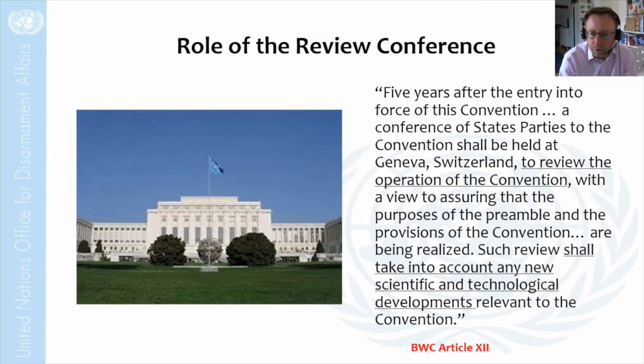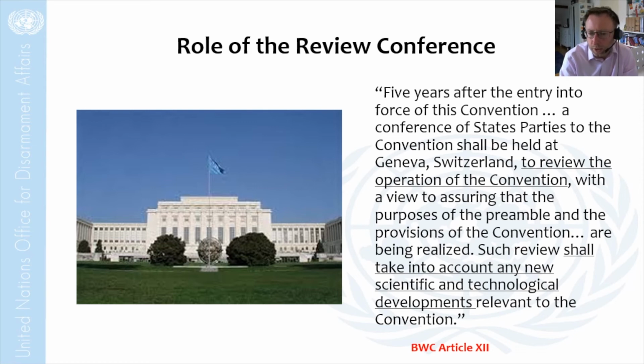Now, as I mentioned, that's the pattern of meetings that takes place between review conferences. And I mentioned before, the review conferences generally take place every 5 years. And you can see here the quote from Article 12 of the Convention, which interestingly only mentions one conference of states parties taking place 5 years after the Convention entered into force. So that first review conference did indeed take place in 1980, 5 years after the convention entered into force, and that agreed that another review conference should take place.